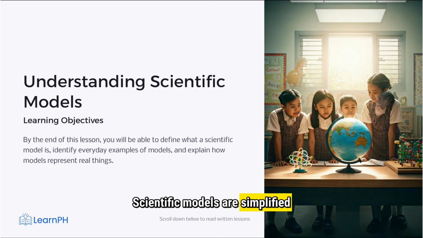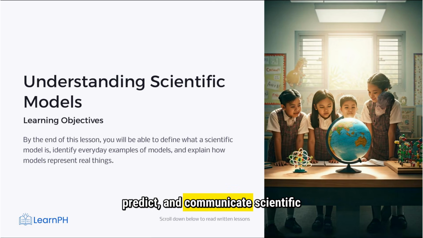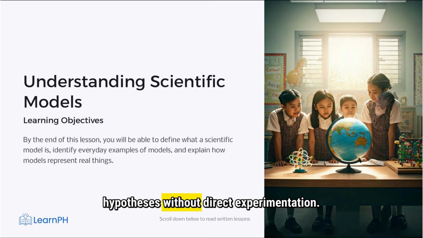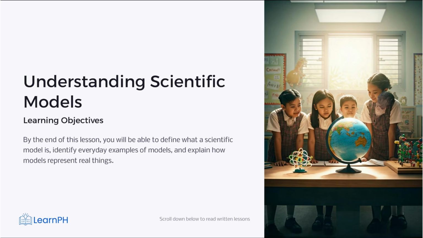Scientific models are simplified representations of complex real world phenomena. They help us understand, predict, and communicate scientific concepts. Everyday examples include weather forecasts, which model atmospheric conditions, and anatomical models used in medical education. These models are crucial for visualizing and testing hypotheses without direct experimentation.